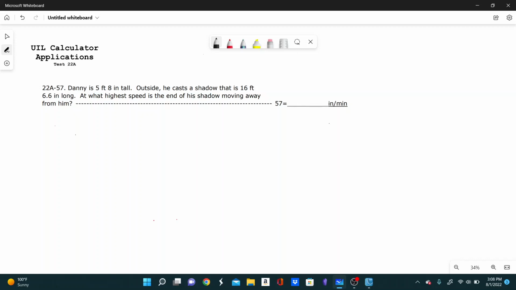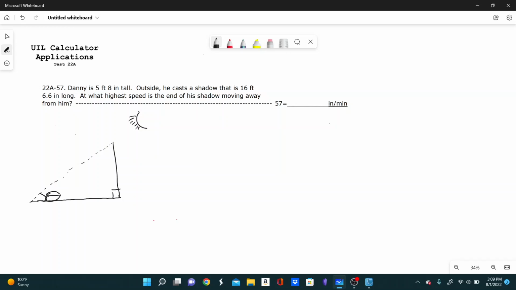So I'm going to draw a diagram. Here's Danny, here is his shadow, and let's say the sun is right here. And there's a light ray that connects the top of his head to the end of the shadow. And I'll call this angle theta.